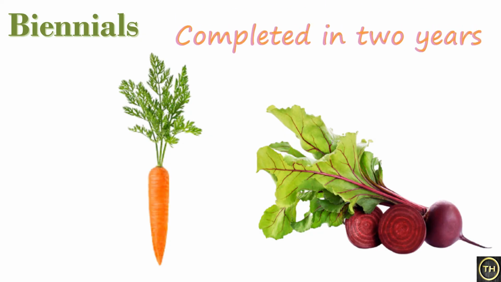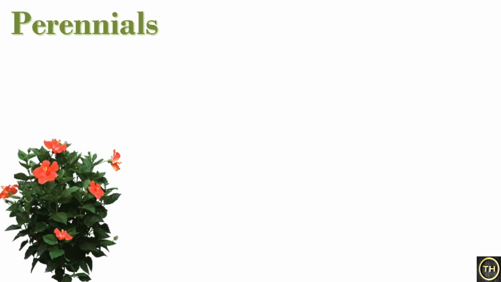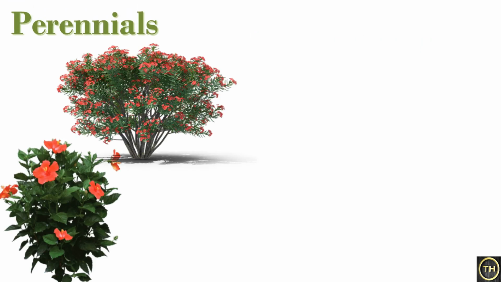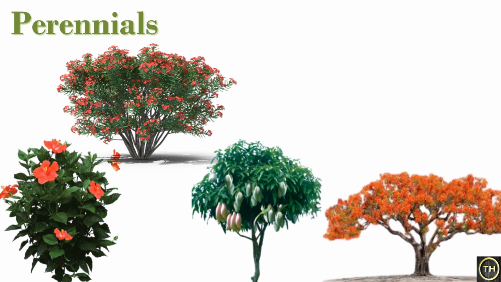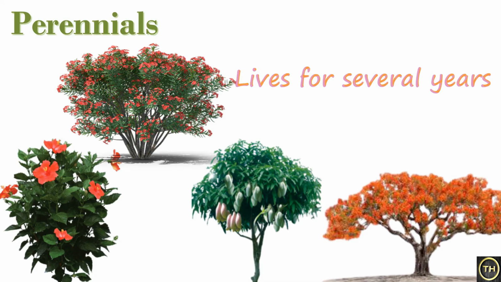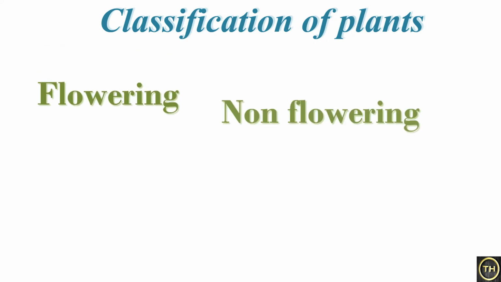They are called biennials. Shrubs like the hibiscus and oleander and trees like mango, gulmohur live for several years and bear flowers and fruits. They are called perennials. Next we will see about the classification of plants: flowering and non-flowering.